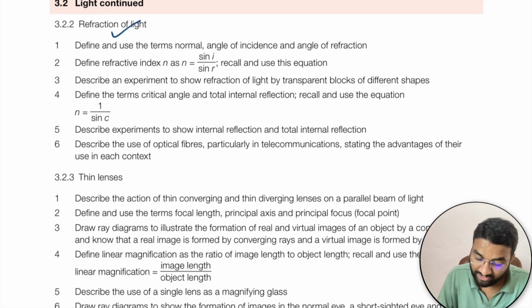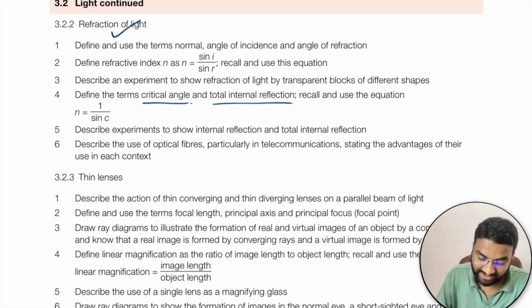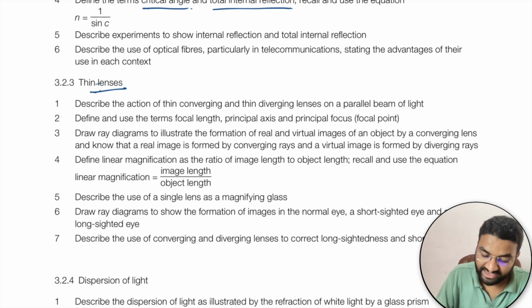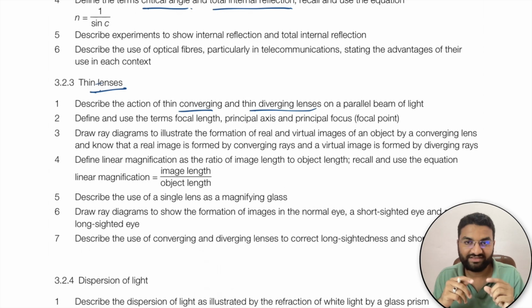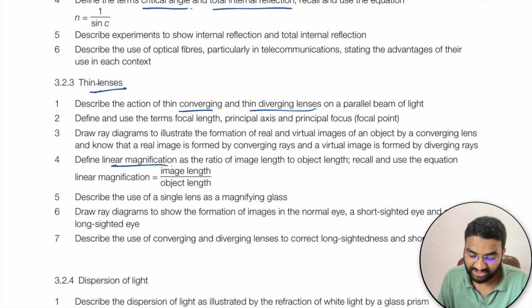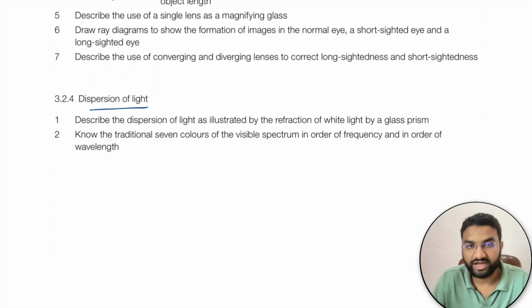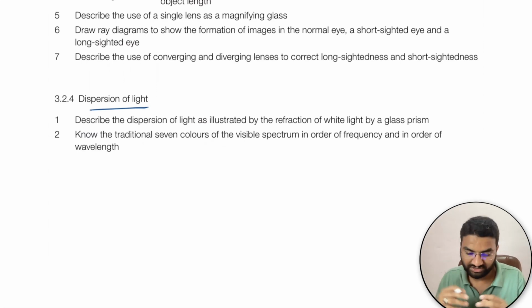Then you have to understand the critical angle and total internal reflection. Then thin lenses: you have to understand converging and diverging lenses and how the rays are formed. Next, linear magnification, image length over object length, you have to understand here. Then next, dispersion of light. The dispersion of light concept and numericals based on this part are also there.